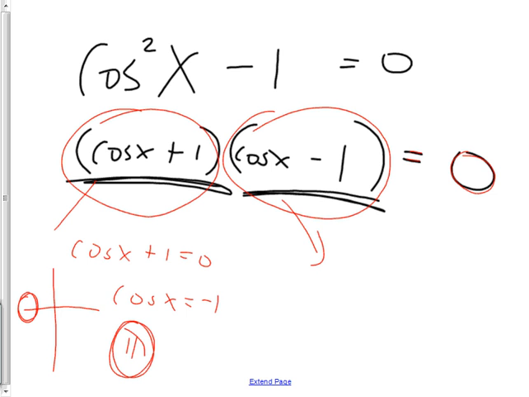And then over here, cosine x minus 1 equals 0. So I'm going to add 1 to both sides. Cosine x equals 1. Where is x equal to 1? Is there more than one answer for that one? No. X is equal to 1 right there. And so the answer is 2 pi.